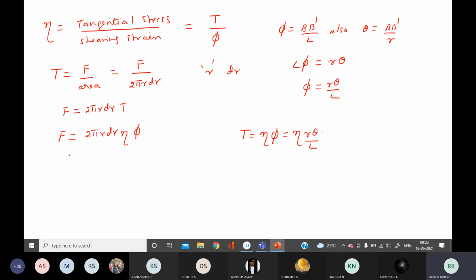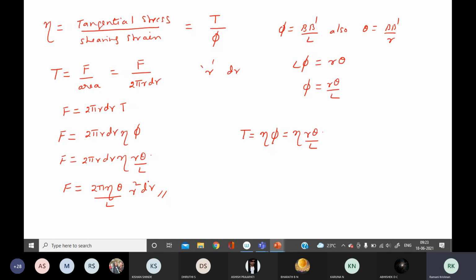So here, I write F is equal to 2 pi r dr, and instead of phi, what should I write? R theta by L. This is a force. I'll arrange it, so I get 2 pi eta theta by L, r square dr. This is the force acting on the cylinder due to a single layer, the layer drawn with the dotted line, about the optic axis.